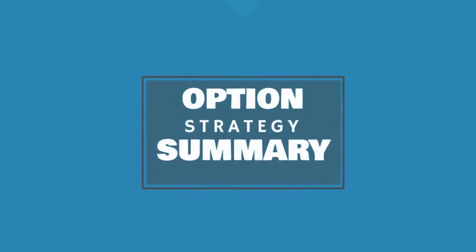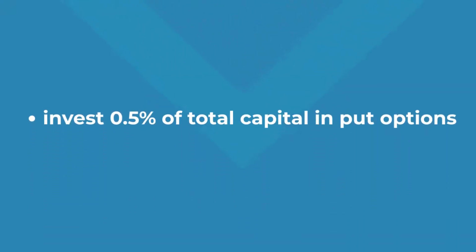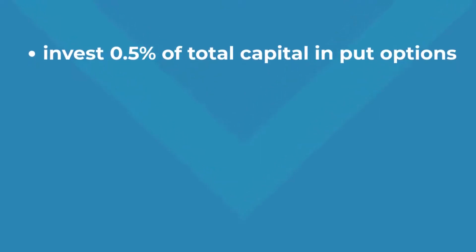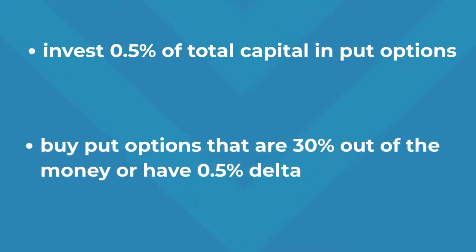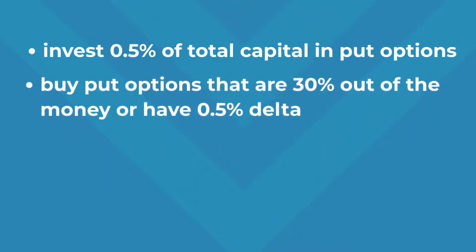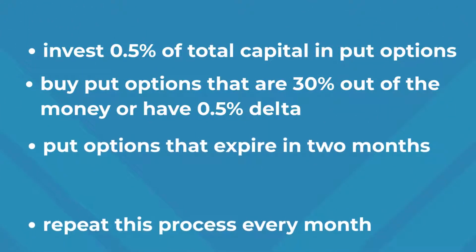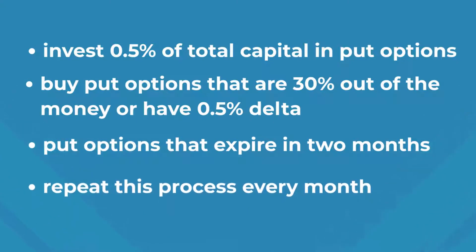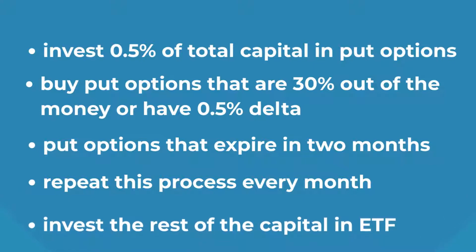The strategy presented in the book is to spend 0.5% of your total capital in deep out-of-the-money put options every month. Deep out-of-the-money puts can be options with strikes that are 30% lower than the current spot price, or around 0.5% delta. Put options that would expire in 2 months, and you do this every month to have a consistent portfolio of put options. The rest of the capital will be fully invested in a long ETF holding.